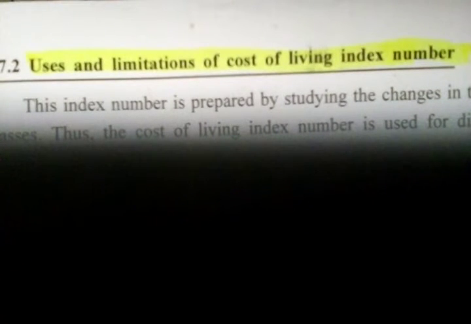Continuing with our discussion on index number, let us see the uses and limitations of cost of living index number. Cost of living index number has got various uses. One of the important uses of cost of living index number is that it enables us to calculate the purchasing power of money. Purchasing power is a reflection of the value of money.